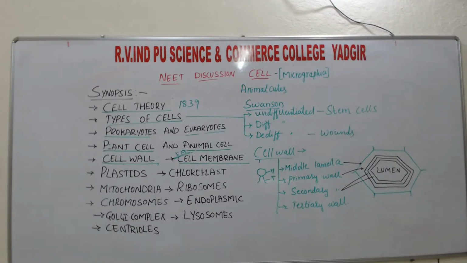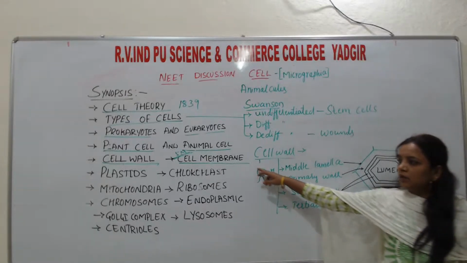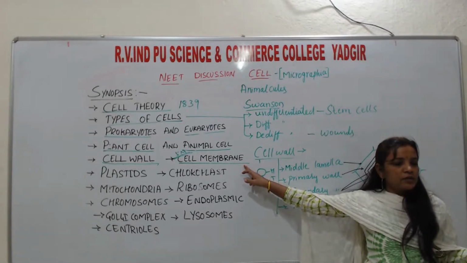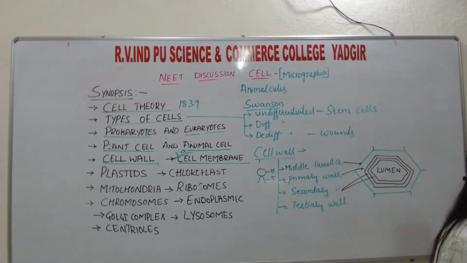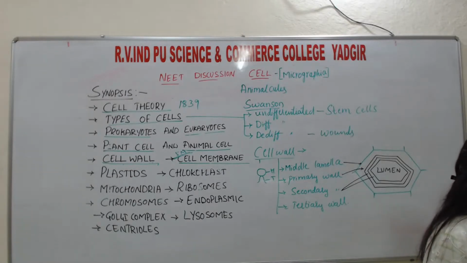Next, the lipid provides elasticity. We are talking about the cell membrane fluid mosaic model. Lipid provides elasticity and stability to the plasma membrane. Okay, next.